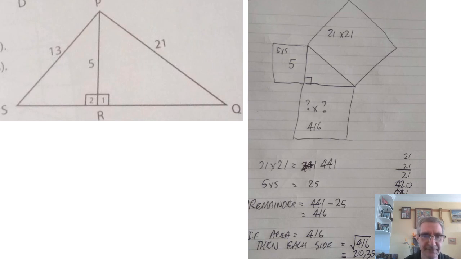Right, we're going to look at the other side now of that same diagram. And we say we've got a right angle, we've got 21 as the hypotenuse, opposite the right angle. And the height of that triangle is 5. So we take the square on the hypotenuse, which is 21 times 21, which must be the sum of the squares on the other two sides. The one side is 5 times 5, which is 25. So the remainder is 441 minus 25, which is 416. And we use our calculator to find the square root, because it's not a perfect square, and that is 20.35.